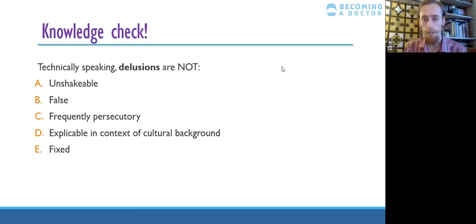Right, share results. Okay, so the correct answer, hopefully you can all see this, is that they're not explicable in the context of cultural background. These questions are a bit annoying because it's a negative question. But people have suggested they might be unshakable, false, or frequently persecutory. They are all of those things. But most of you got the correct answer, that they are not explicable in the context of the cultural background. They popped out of nowhere, and you can't just explain them as in it makes sense that this person believes this because of how they've grown up, if you see what I mean. So that was very useful.